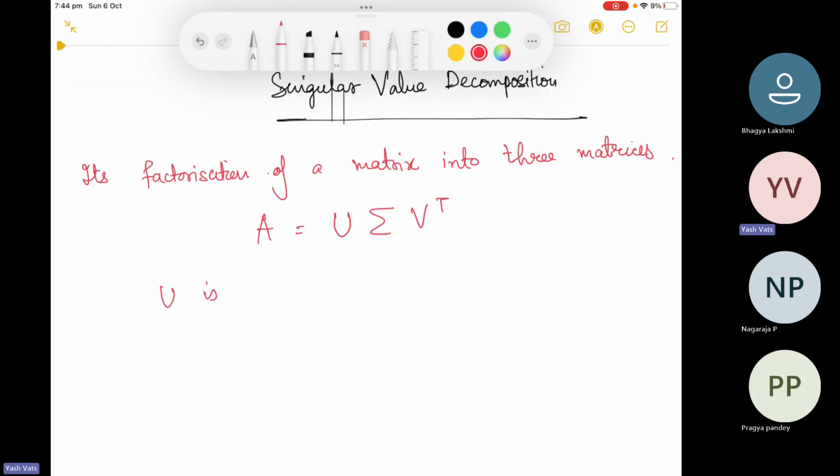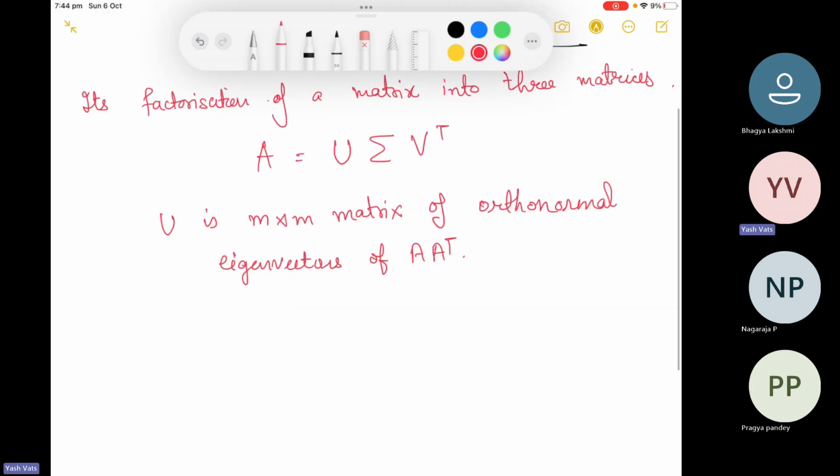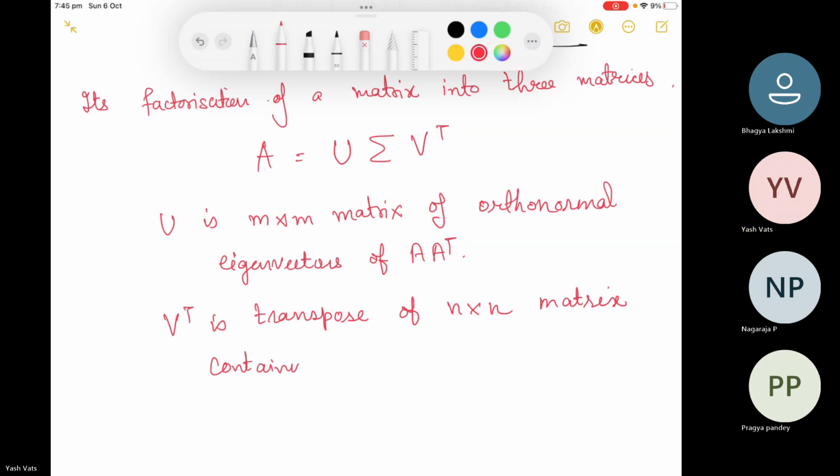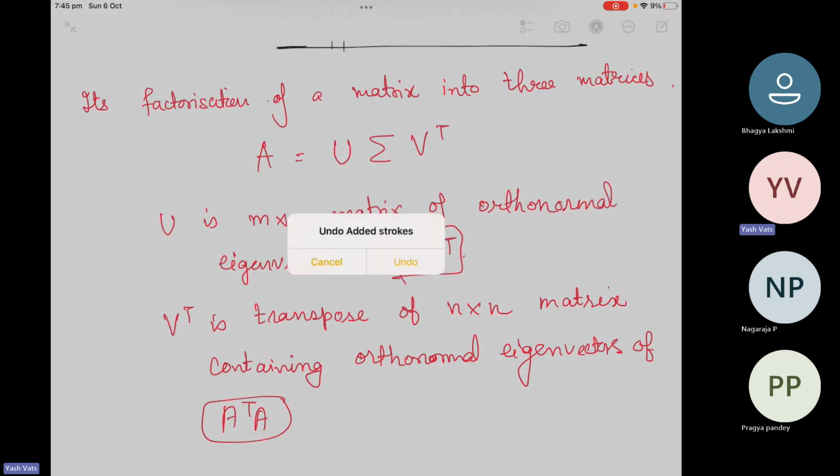such that U is an M by M matrix of orthonormal eigenvectors of A A transpose, and V transpose is the transpose of an N by N matrix containing orthonormal eigenvectors of A transpose A. So the difference is A A transpose and the other one is A transpose A. Right.